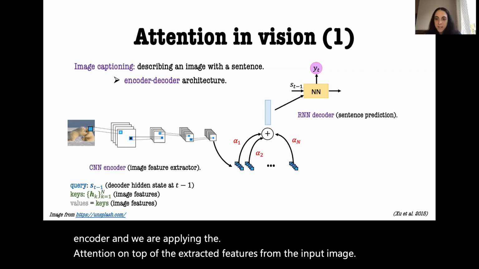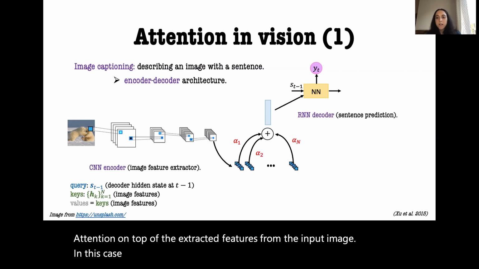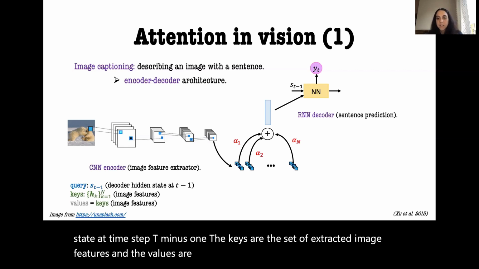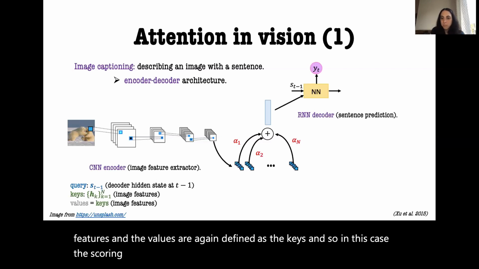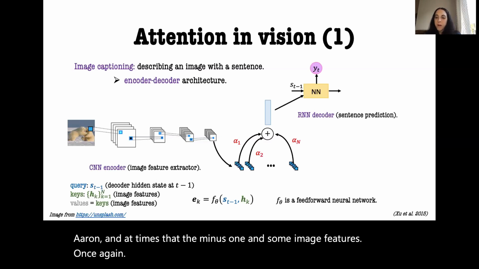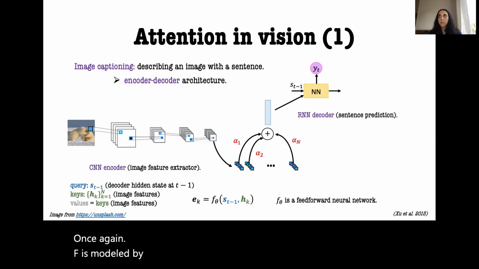In this case, we define the query as the decoder hidden state at time step t-1. The keys are the set of extracted image features, and the values are again defined as the keys. And so the scoring function takes as input the hidden state of the decoder RNN at time step t-1 and some image features. Once again, f is modeled by a feed-forward neural network.